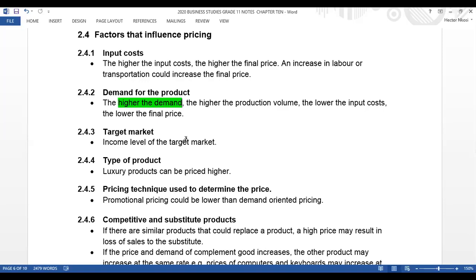Right. Then we also look at the type of product. So what type of product are you selling or offering? A luxury product can be priced higher, right? The type of product influences your pricing because some of the products are unique. Some of the products are very restricted to the market. Not everyone can have them. So for such products, obviously, boys and girls, the price is expected to go up.